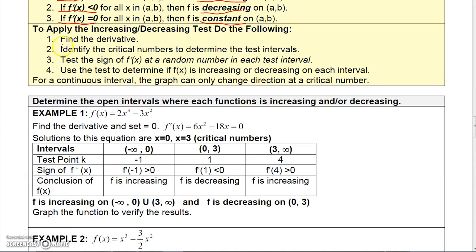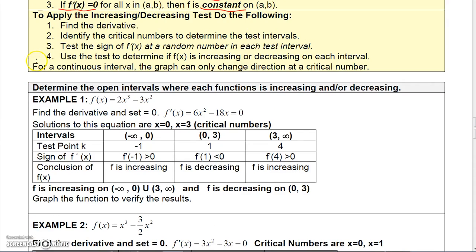So to apply this test, you find the derivative, you identify the critical numbers, and then those critical numbers will set up some test intervals for you to test, and then you test the sign of the derivative in each interval, and you use the test to determine if the function is increasing or decreasing. So let me show you how we can do that. Okay, example 1. First step, find the derivative. Here's the derivative, 6x squared minus 18x.